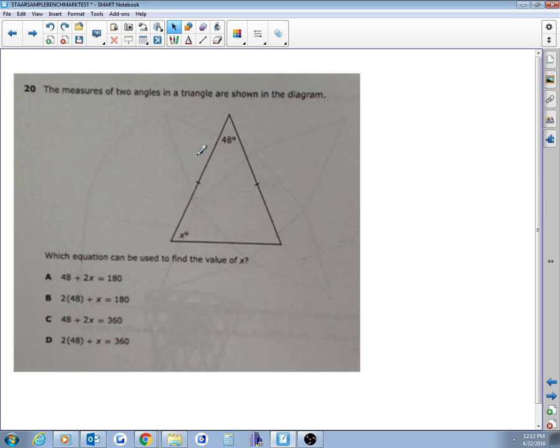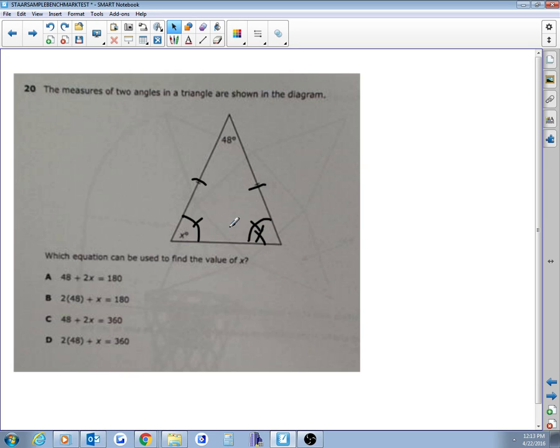Number 20. This is an isosceles triangle. These little tick marks mean that this side is congruent to this side. Now in a triangle, the sides determine the opposite angle. So since we have 2 of the same sides, we're also going to have 2 of the same angles. This angle right here is going to be congruent to this angle right here. So if this is x, this could also be considered x.